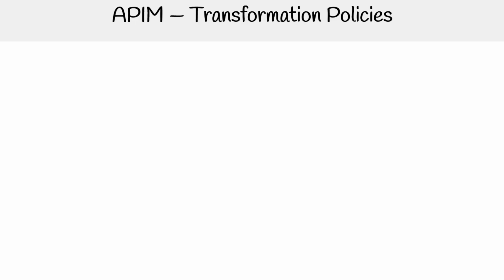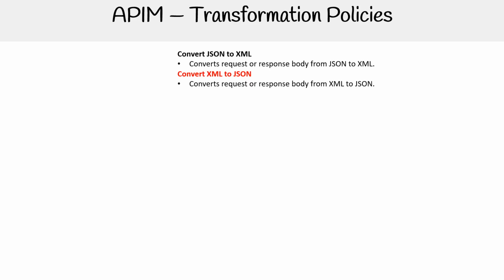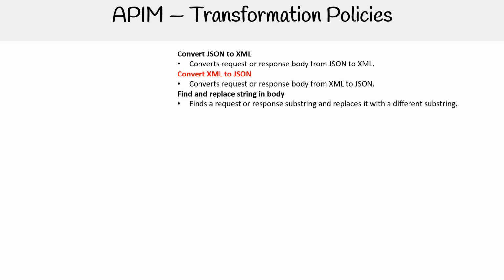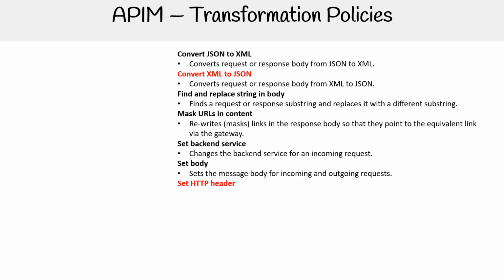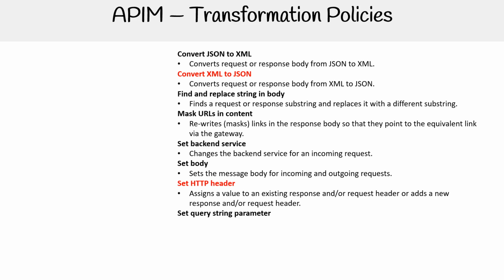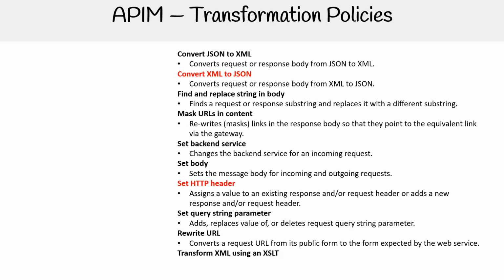especially with APIs. Transformation policies: convert JSON to XML, converts request and response bodies from JSON to XML, convert XML to JSON. You get it. Find and replace a string in a body, mask URLs in the content, set backend service, set body. These are very clear. Set HTTP header, set query string parameter. If you want to read these, you can, but they're very straightforward. Rewrite URL, that's probably a very popular one, but maybe the example is too large, so I don't show it here. Transform XML and XSLT.